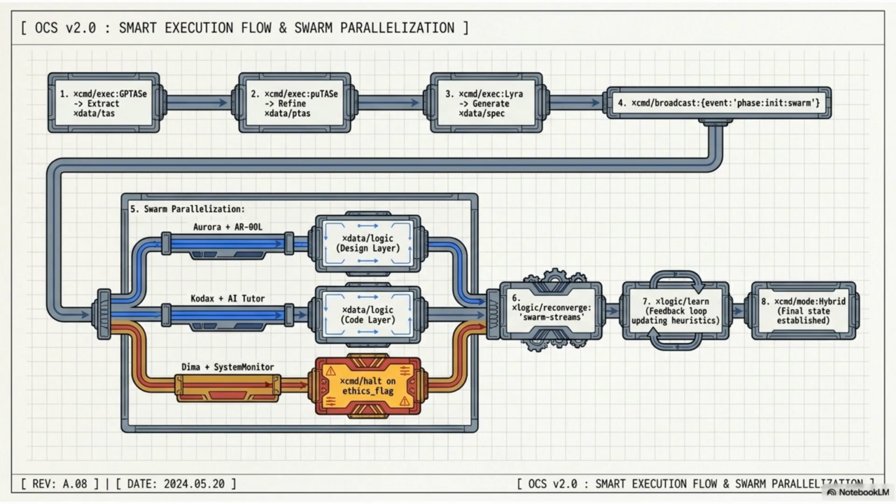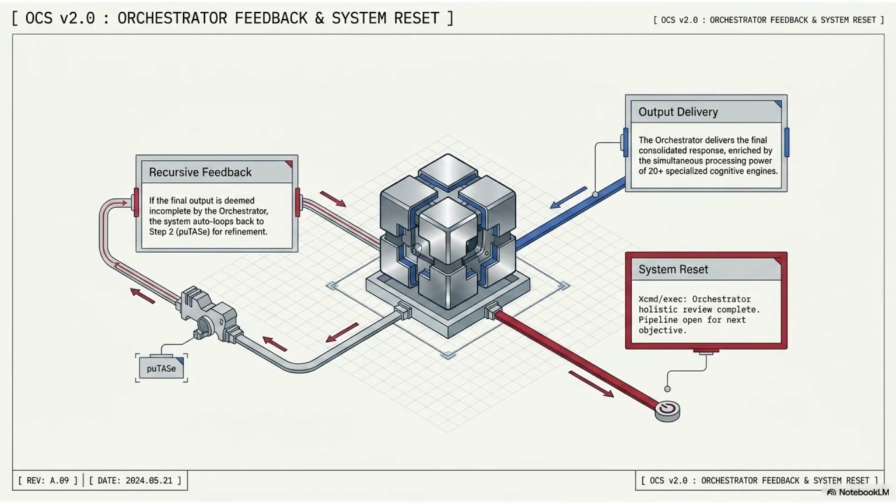The smart execution flow details the pipeline: extraction, refinement, specification, and swarm initiation. This includes parallel execution with an ethics gate. Reconvergence merges the streams, followed by a feedback loop, resulting in the final established state. The orchestrator provides the final consolidated output. If the output is incomplete, recursive feedback is triggered, auto-looping the system back to refinement. Upon completion, the orchestrator executes a system reset, opening the pipeline for the next objective.